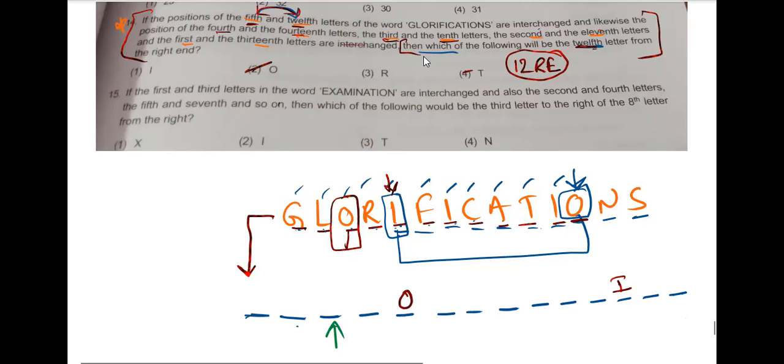And we have to change the third letter with... Oh, we have made a mistake. Without writing anything, see, we have made a mistake. What is that mistake? I was continuously applying that first, fifth to 12th concept to this one. That is my mistake. See, we need the 12th letter from the right end.